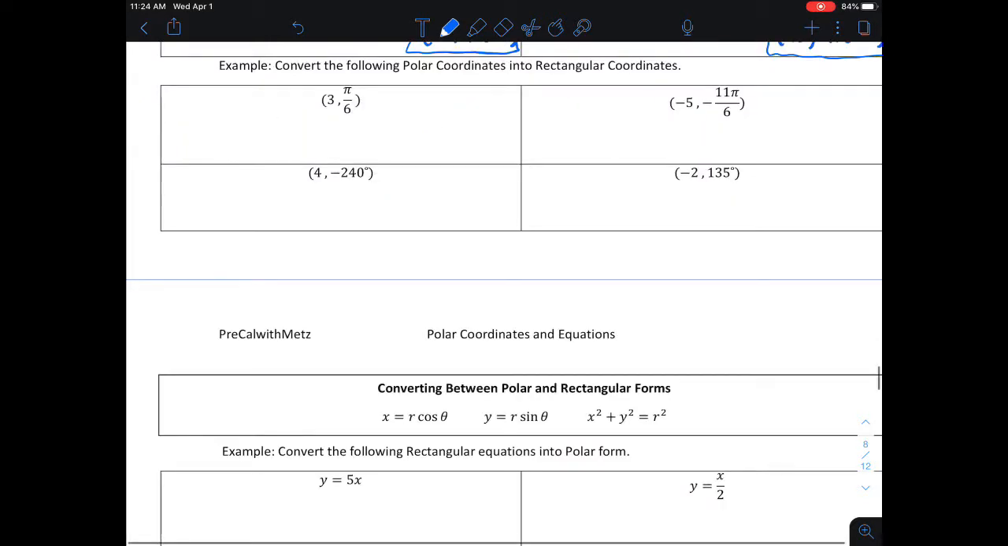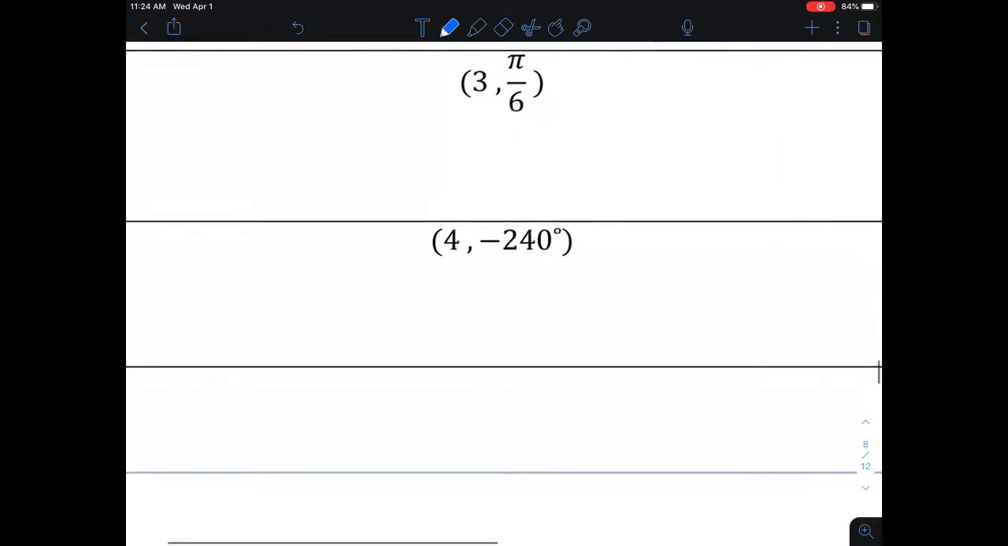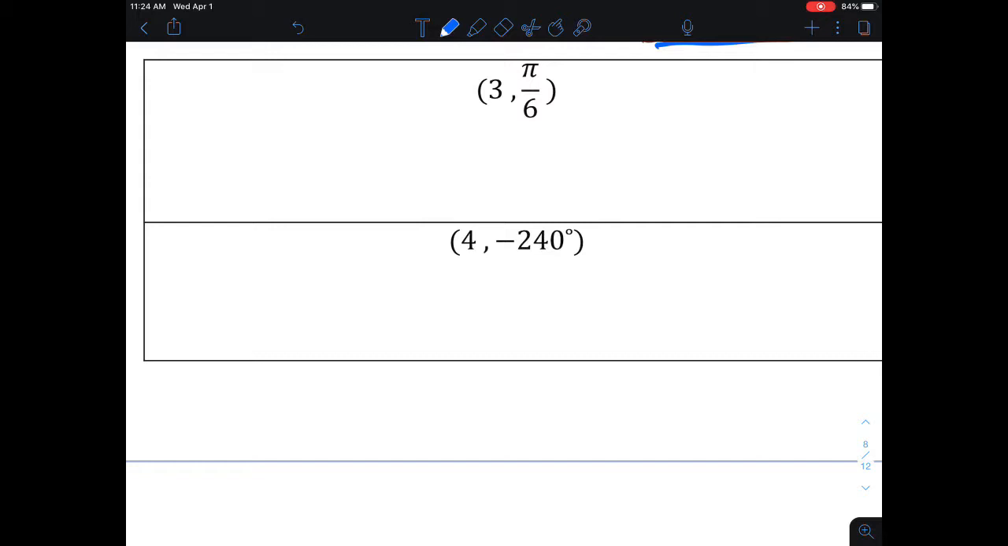All right, now let's look at going the other way. So in this part, we're given a polar point, a polar coordinate, and we want to convert it into rectangular. We're going to do 2 examples of this. These are actually much easier. So we're given the polar coordinate r by theta. So r is 3, theta is pi over 6.